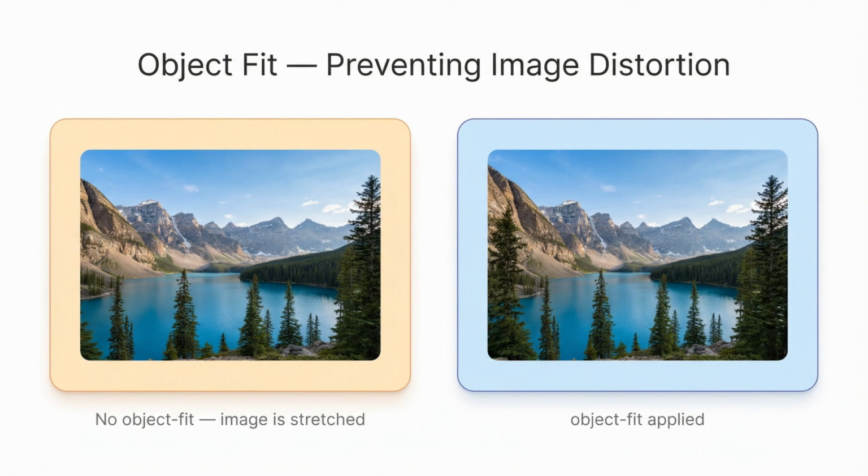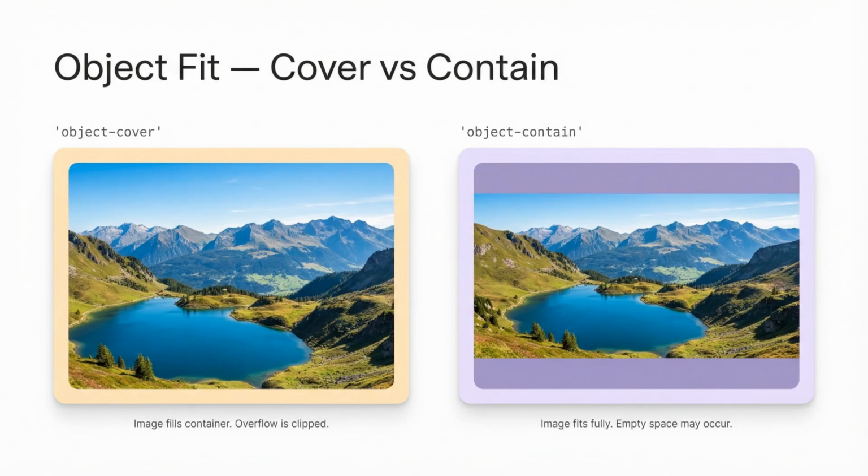Now, let's talk about object fit. When you define both a height and a width on an image element, the image can get squished or distorted to fit those dimensions. Object fit is the CSS property and Tailwind utility that prevents this. It tells the browser how the image should behave inside its defined box. There are two main values for object fit.